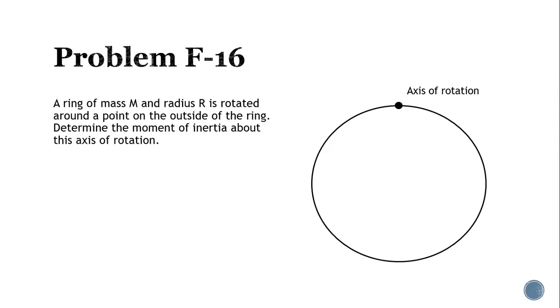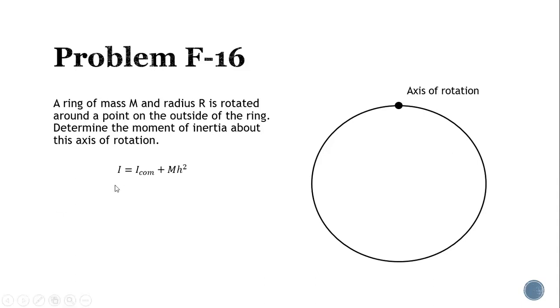So say we look at a different situation. Let's say we have a ring with a mass m and a radius r, and instead of rotating about the center of the ring like we normally have, like the ring rolling about the center, we've instead got it to rotate about some axis of rotation that's on the outside of the ring. So imagine this ring rotating this way about this axis of rotation where this point remains stationary. And I want to determine the moment of inertia about this axis of rotation.